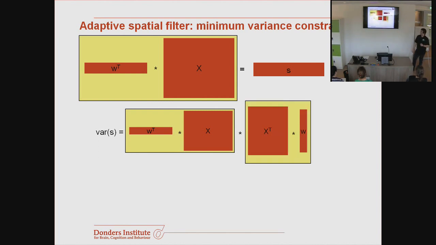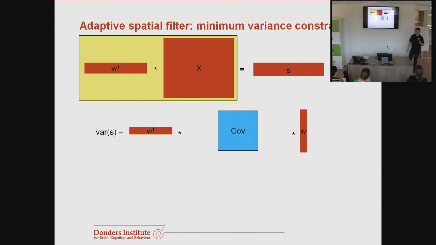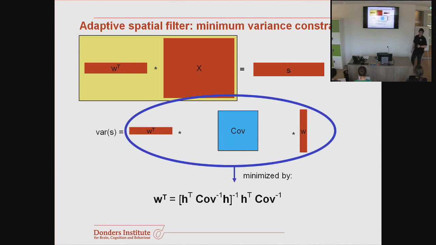So now you're going to focus on this middle part. So X times X transpose. And this middle part depends on your data. And this middle part is also called the covariance of your data. This is the magic in beamforming. So it is the covariance of your experimental data that allows you to minimize the filter output, to minimize W.